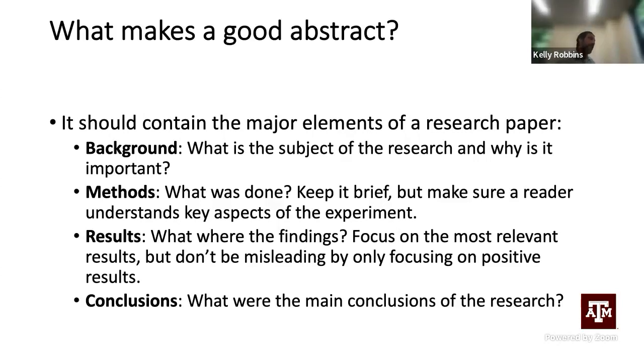The results probably is the component of the abstract that you should be spending the most space on. I mean, you obviously have to balance across these 4 components, but it's really important to share what your findings were. You need to focus on the most relevant results. Again, with everything in an abstract, you're not going to be able to give a complete representation of everything that's in the manuscript, but you should stick to the most relevant results. And you also need to be careful to not be misleading.